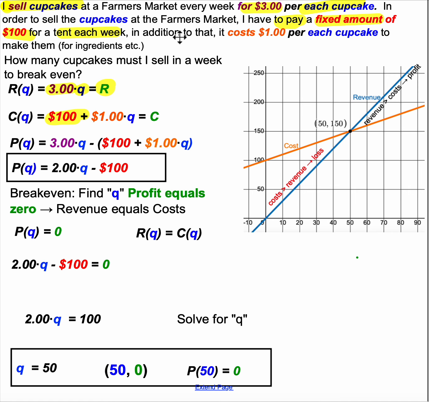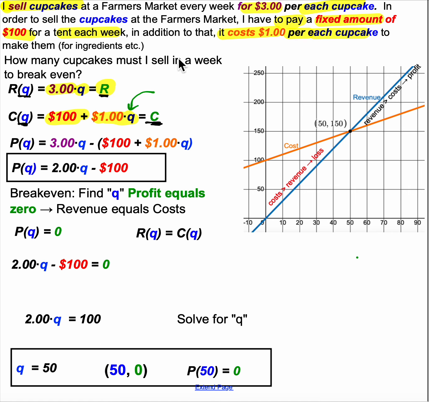On top of that, it costs me $1 per each cupcake. So that's for my flour, my sugar, my eggs, all that for my ingredients. That cost varies. That's my variable cost. $1 per each cupcake. It varies based upon how many cupcakes I make. So here I input the quantity of cupcakes that I make and I get an output of the cost. For revenue, I input the quantity of cupcakes that I sell and I get an output of revenue.